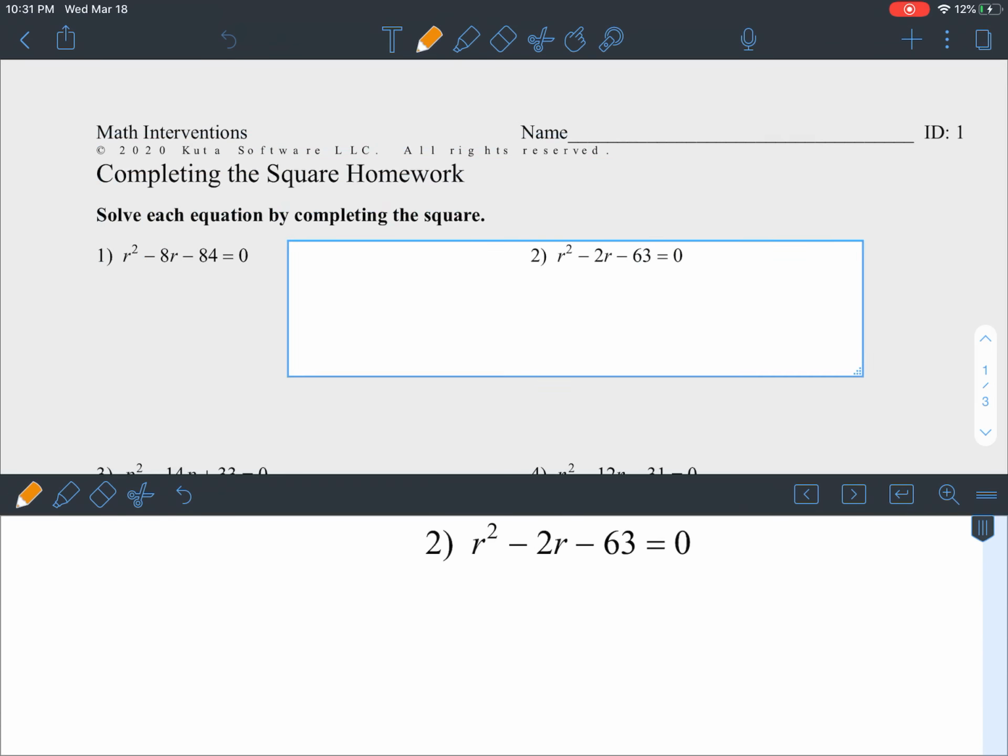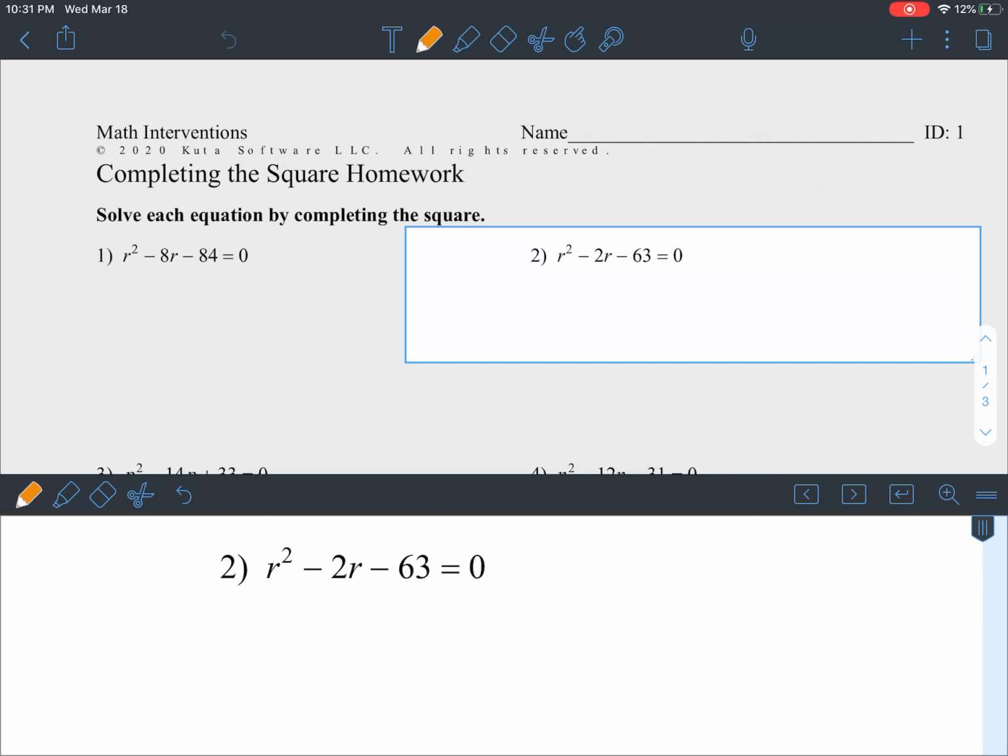So we've been working on completing the square. That is making our problems look really pretty and nice and easy to work with. So the goal here is to be able to create something that I can easily factor. So let's start with number 2, and then I'm probably going to skip around a little bit just so that we can get a range of problems.